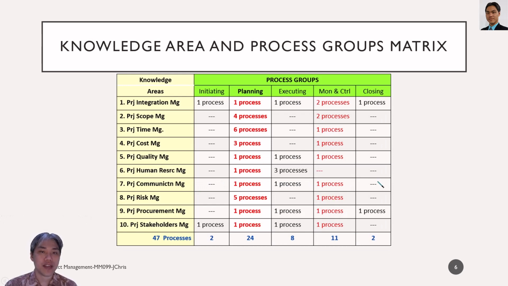The knowledge area and process group matrix here describes what kind of knowledge is needed to do the planning process group. So how to read this matrix, I'm going to talk about it a little.